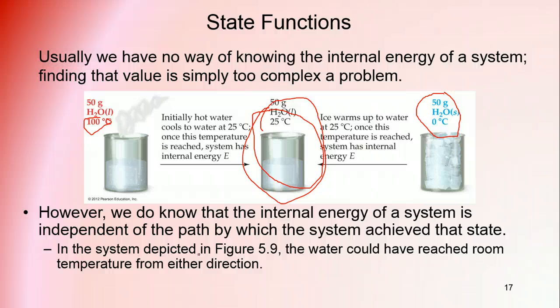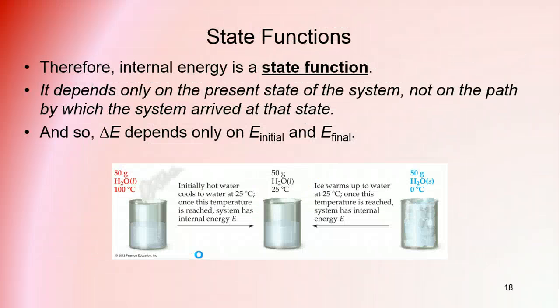When we're talking about the energy of a system, what that means for us is the energy of the system at a certain given temperature. Even if I don't know that exact amount, I know that when I'm there, I've got a certain amount of energy, and it doesn't matter how I arrived at that state. All that matters is that with that state comes a certain amount of energy, whatever that might be. Internal energy, as I already mentioned, is a state function. It only depends on the present state of the system, not on the path. So delta E only depends on the initial energy and the final energy, and that's going to be very useful to us in calculating delta E.